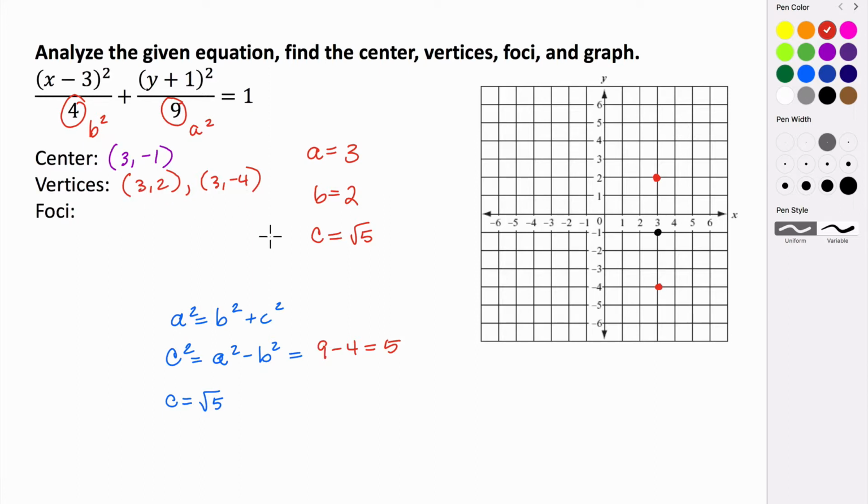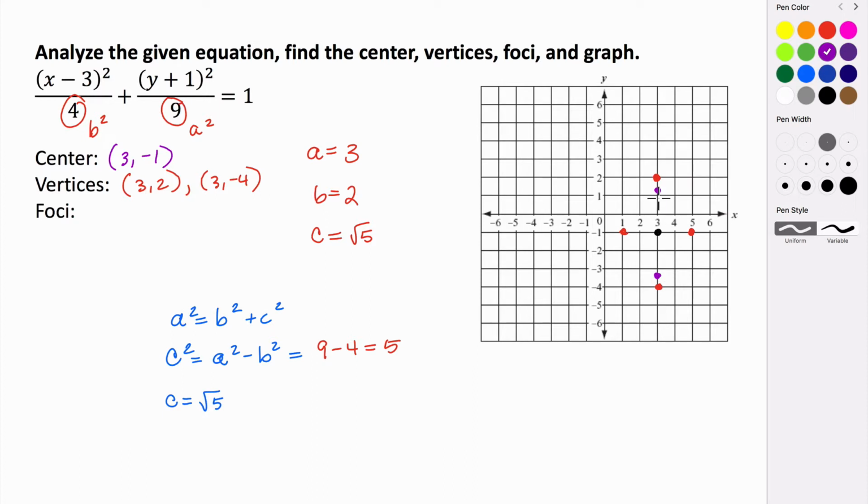It's not asking for our minor axis vertices, but we know that those are going to be 2 units to the right and left. So over here at (5, -1) and (1, -1). And then our foci are going to be the square root of 5 units above and below our center here. So the square root of 5, that's just a little bit more than 2. So we go up 1, 2 units and a little bit. So we'll be right about here. And then we go down 2 units and a little bit. So that'll be right about here.